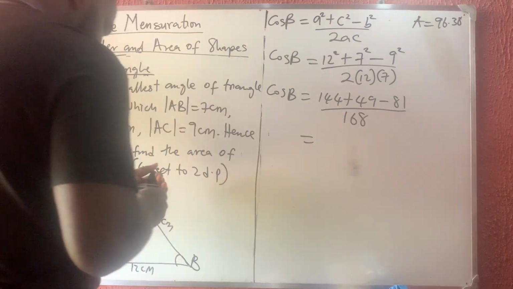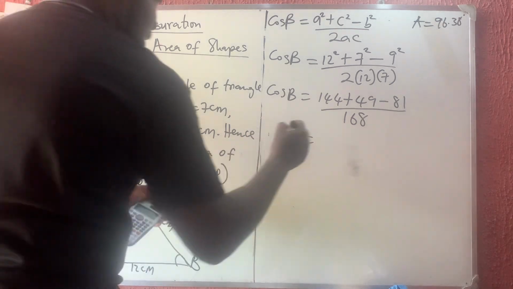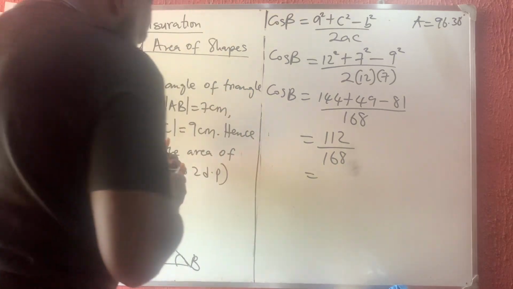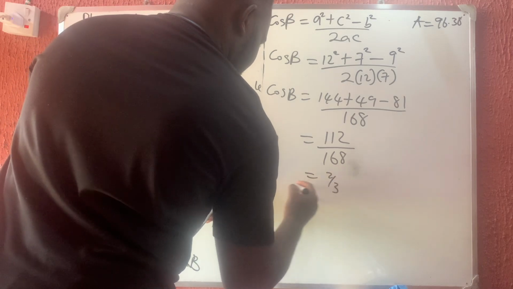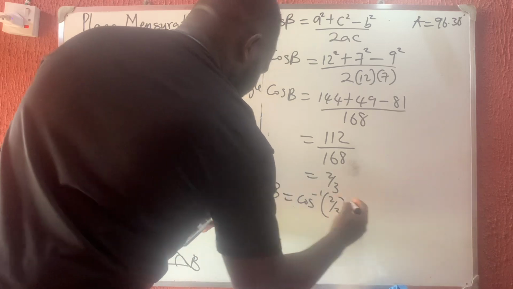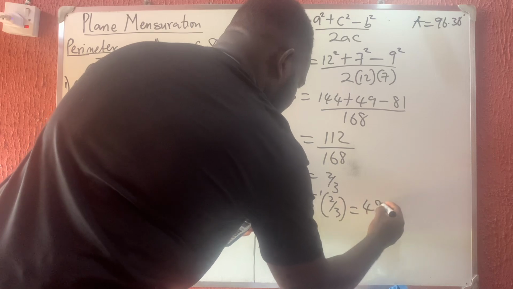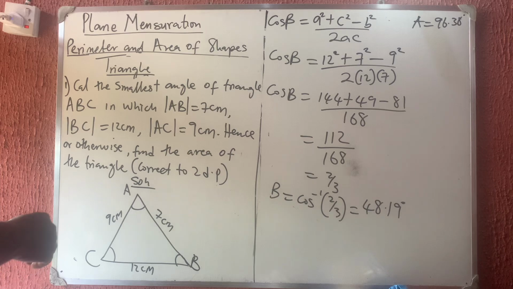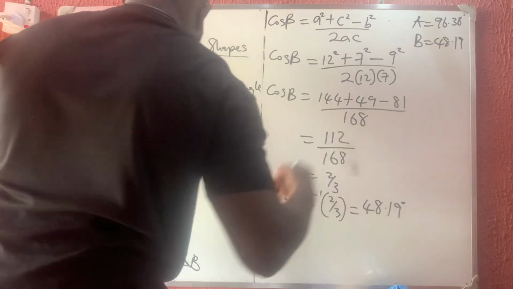Okay, so this is now 144 plus 49 minus 81. So I'm having 112 divided by 168. So therefore, if I divide by 168, I'm having 2 over 3. So therefore, my B becomes the cos inverse of 2 over 3. Shift cos, my answer. So I'm having 48.19 approximately. Okay. So I've gotten my B to be 48.19. That is my B.